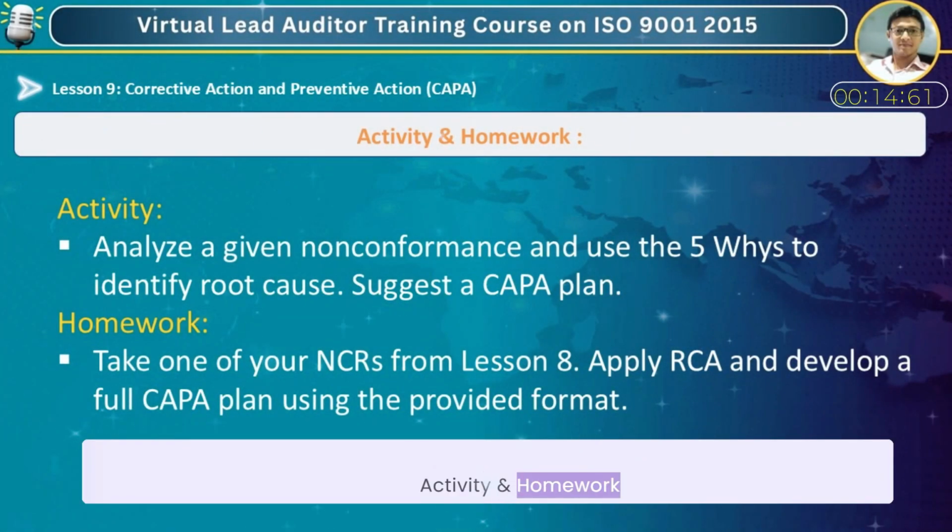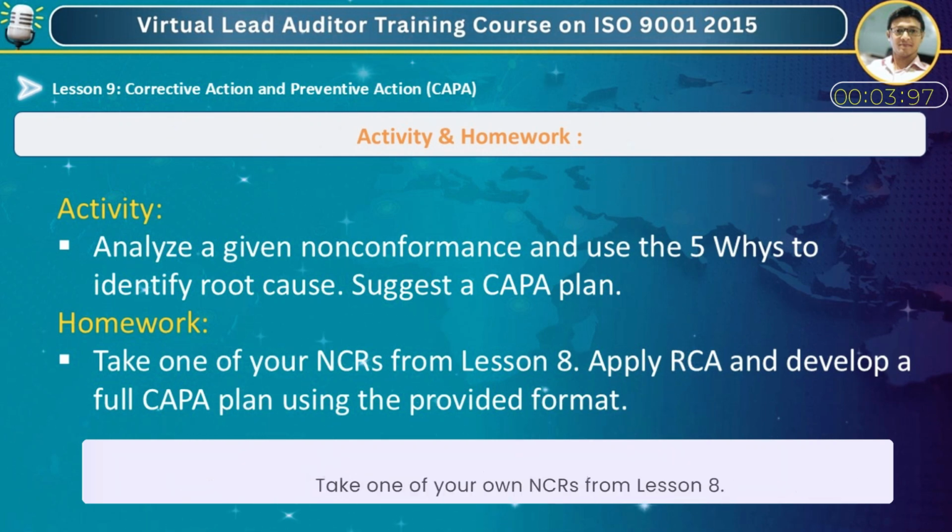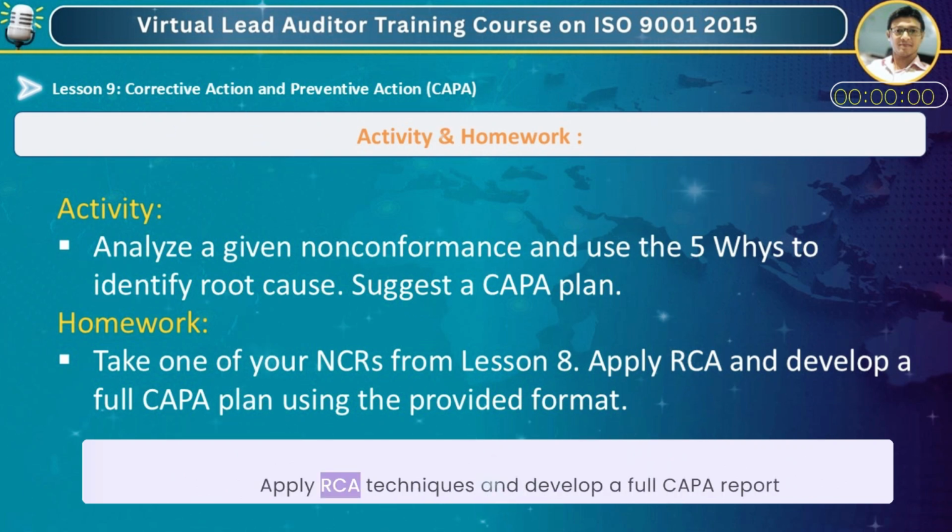Activity and homework. Now it's your turn. Activity: use the 5 whys to identify the root cause, then propose a CAPA plan. Homework: take one of your own NCRs from Lesson 8. Apply RCA techniques and develop a full CAPA report.